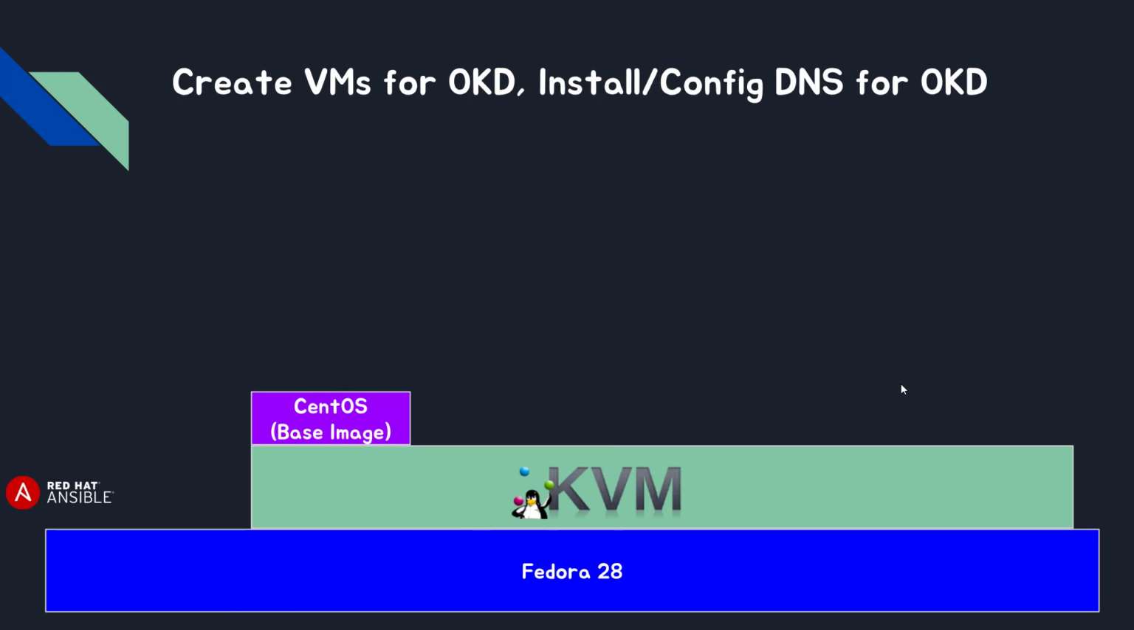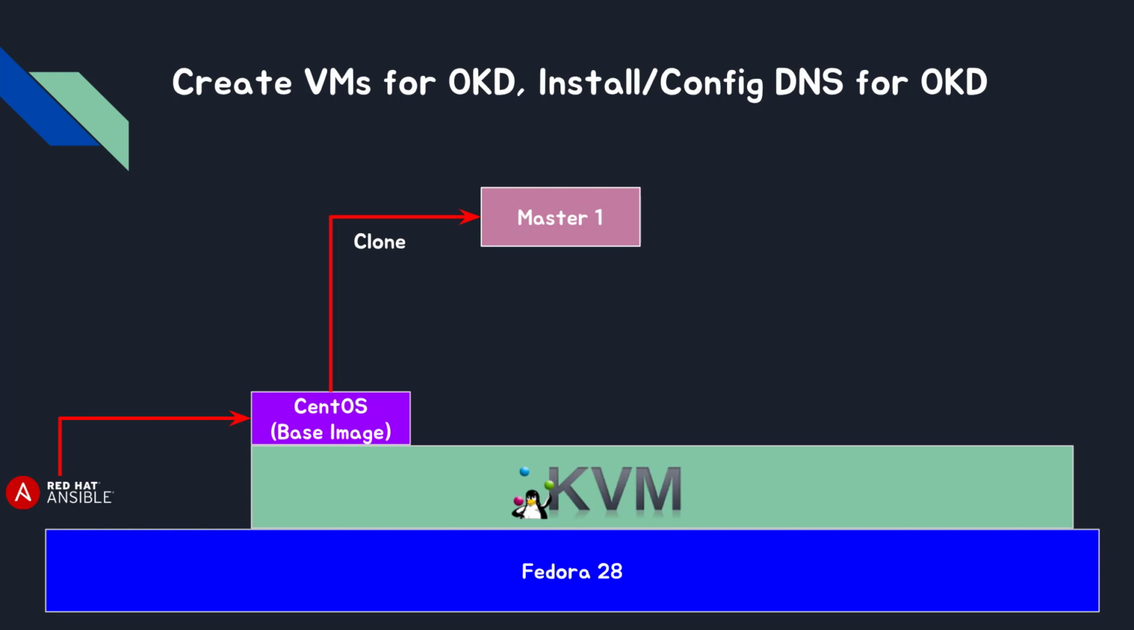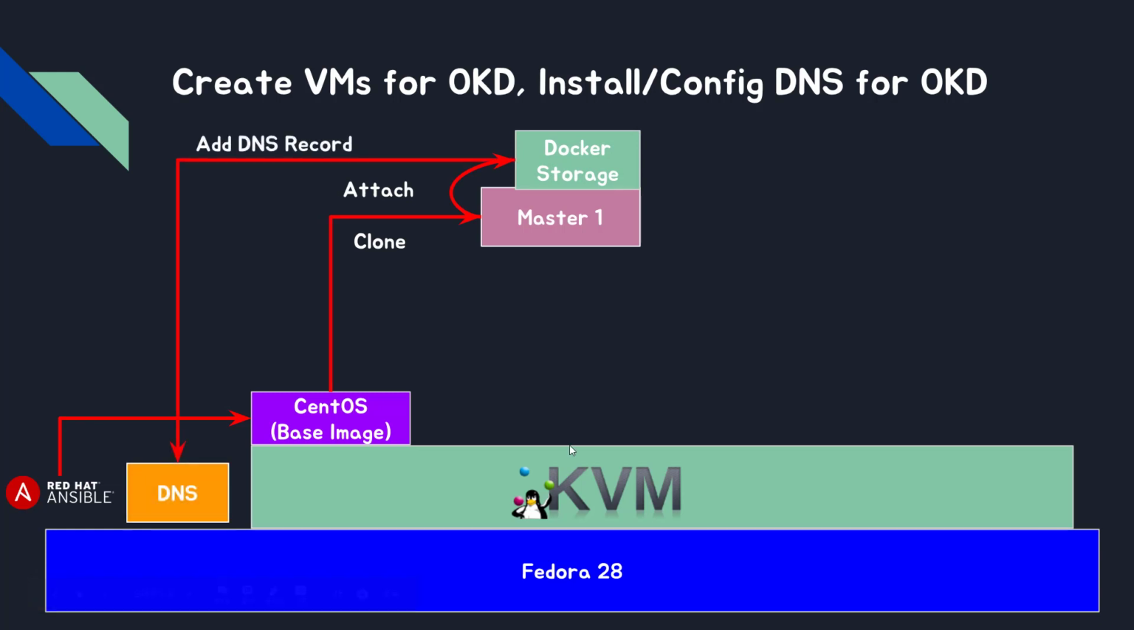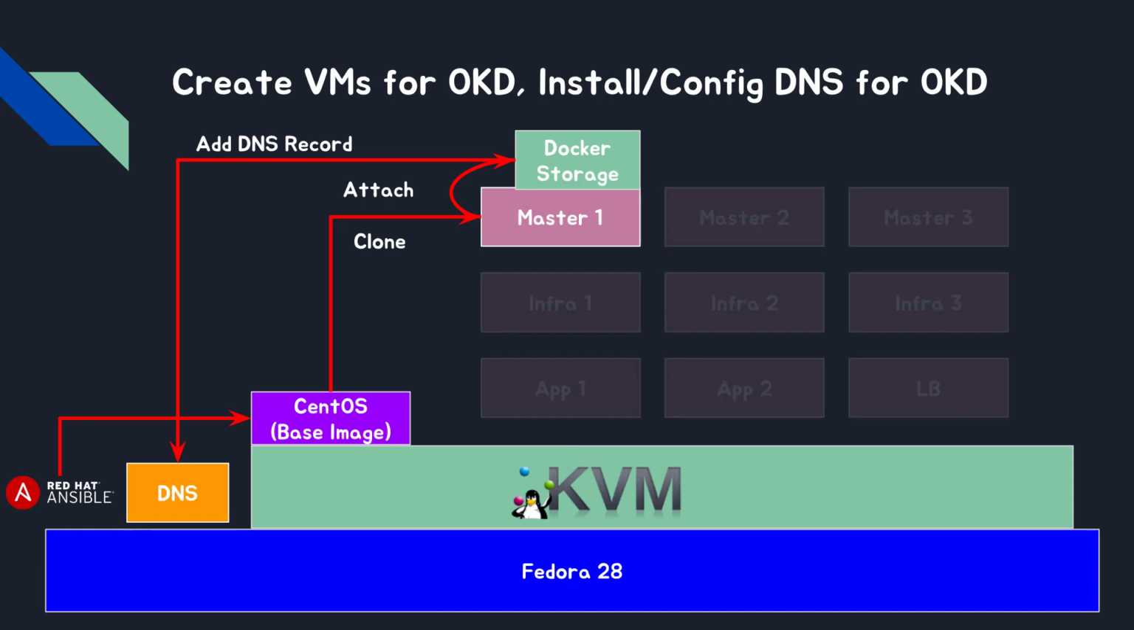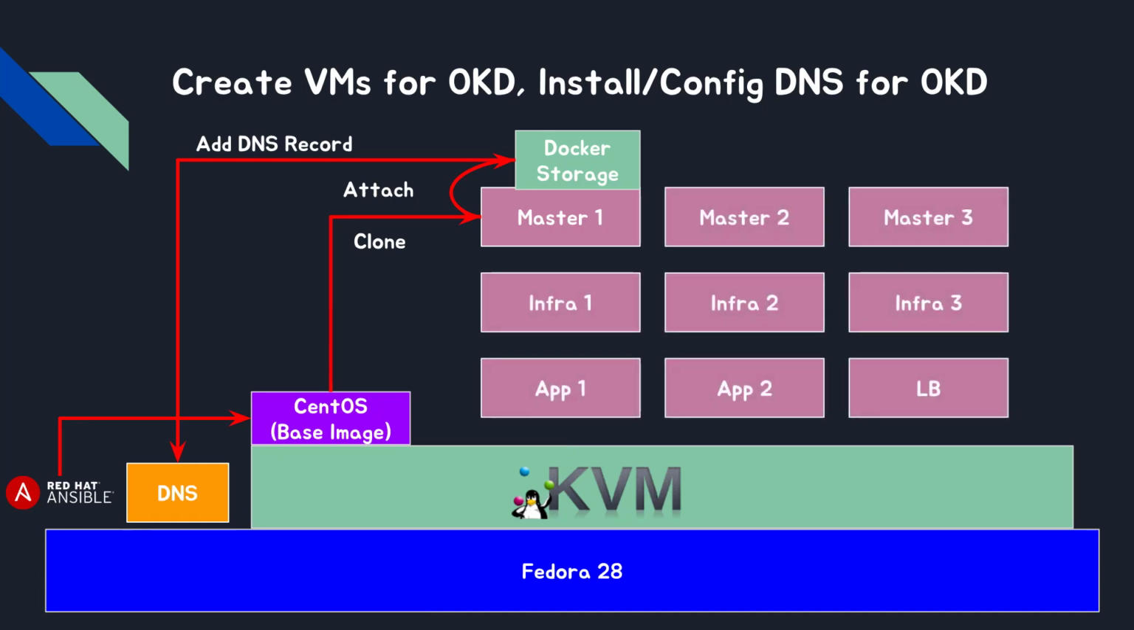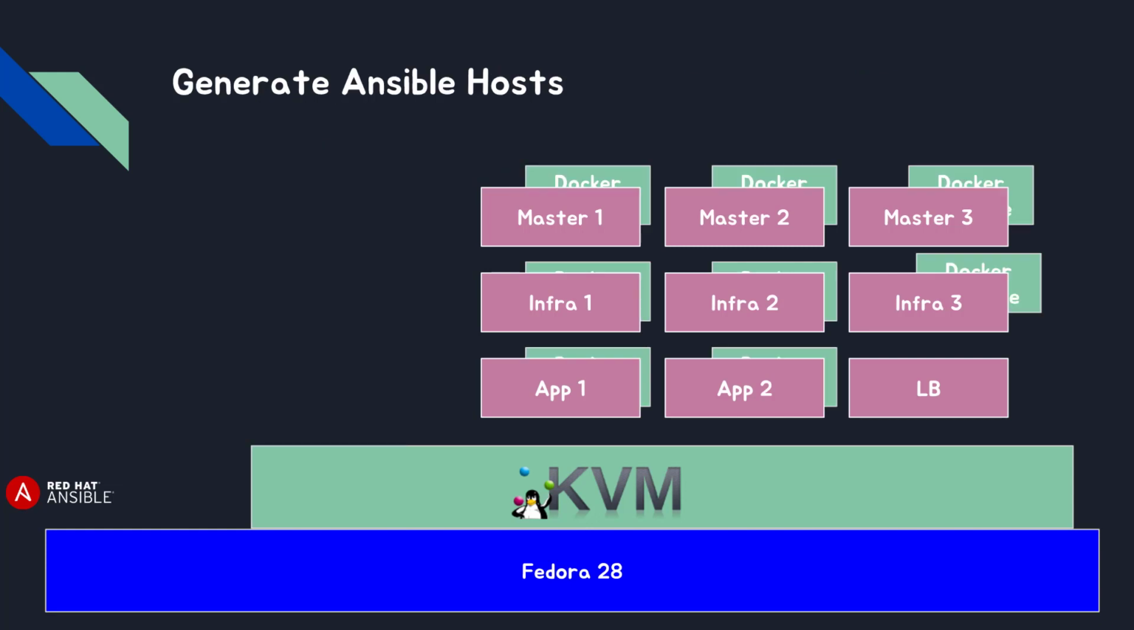Fedora 28 has the Ansible engine, so it goes to the CentOS base image, clones it as a master one, and we will attach Docker storage using the KVM operator role. And we will add a DNS record to the DNS. And then we will do the same command line for master 2, master 3, infra 1, infra 2, infra 3, app1, app2, LB. However, you can change the count. So we have 9 VMs.